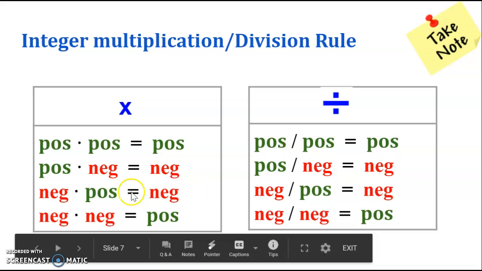To summarize, you should know that positive times positive is positive, positive times negative is negative, or negative times positive is negative, but negative times negative is positive. I am sure you have all heard this. And the same version for division, likewise. Okay, so multiplication and division, they are closely related and they follow the same pattern.